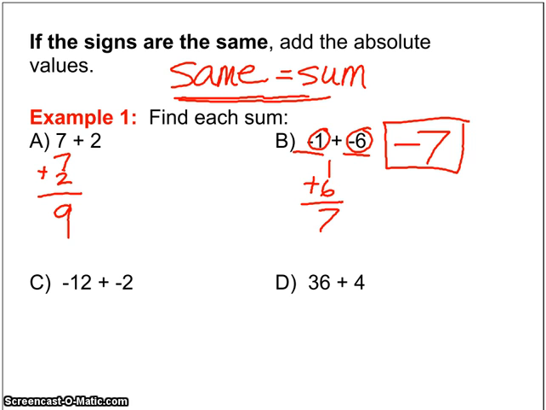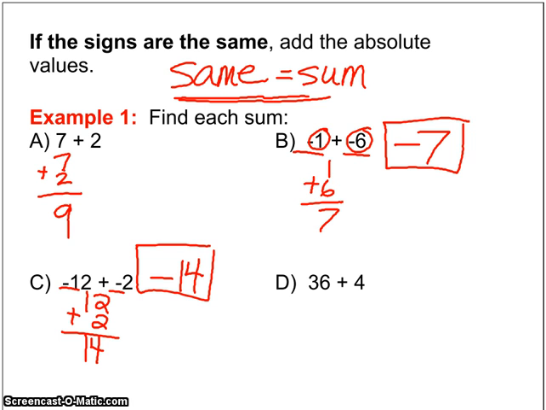Take a look at C. Do I have more positives or more negatives? More negatives, so I know right away my answer is going to be a negative answer. And because they are both negatives, they have the same sign, I have to take the sum of the absolute values, which is 14. So I get my final answer of negative 14.